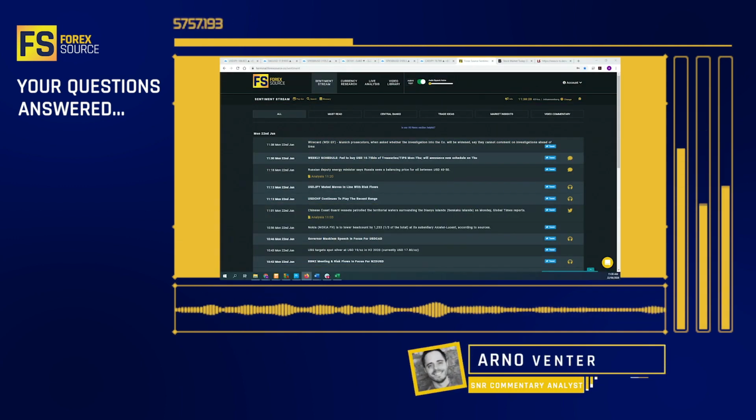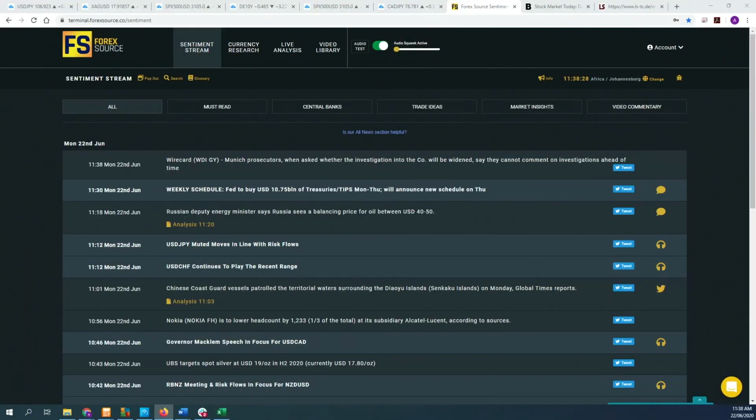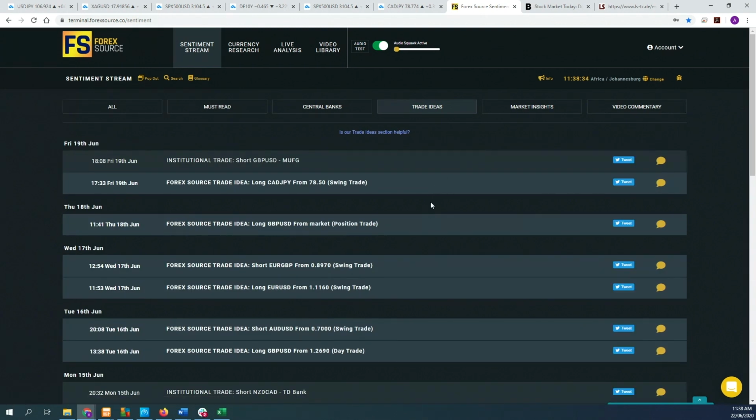We just have a quick question here from Sakim asking for some clarity on the type of entries that he can consider when looking at potential trade ideas in the terminal. So thanks for the question, Sakim. Now, when looking at the trade ideas in the terminal, there's obviously two types of ideas in the terminal.